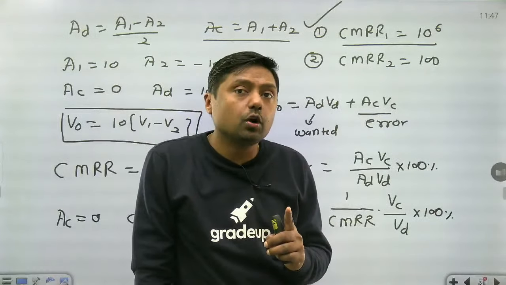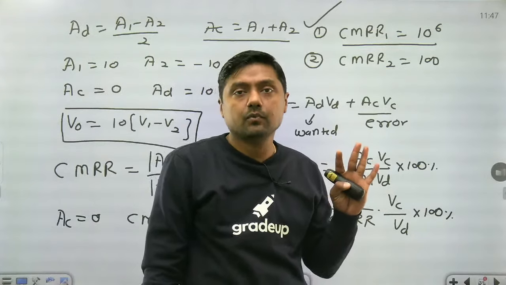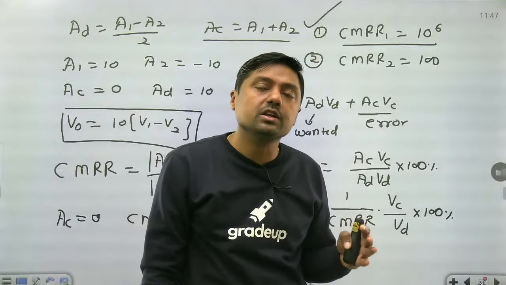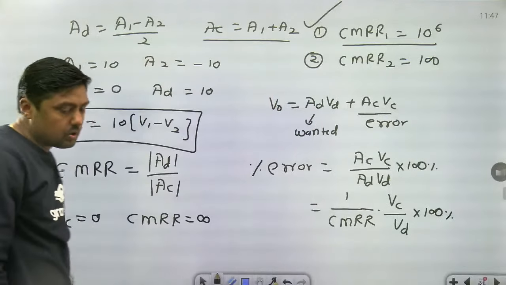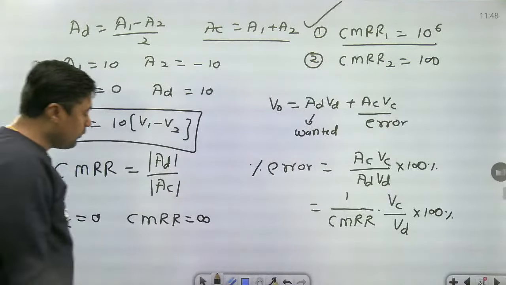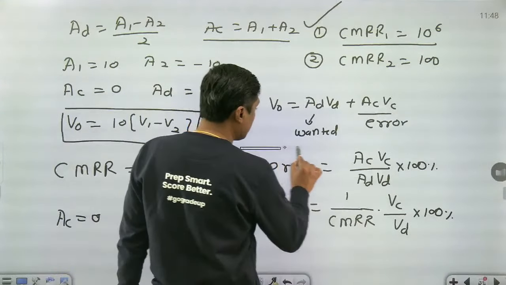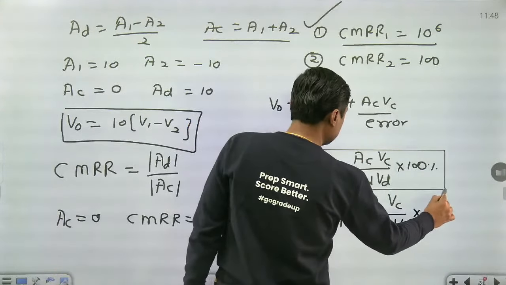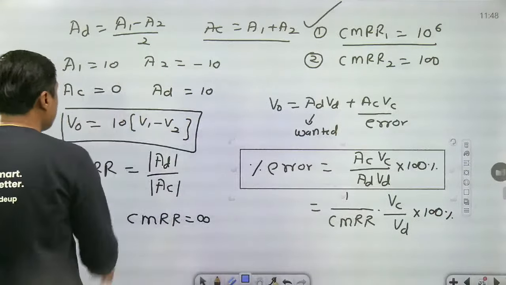Figure of merit of not only an operational amplifier, but of any differential amplifier. No doubt an operational amplifier is basically a differential amplifier. Okay. So this is an important formula. This is an important one. Please revise this formula. And this is an important one.